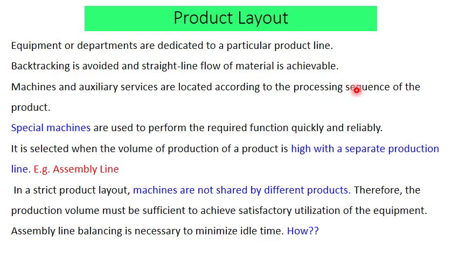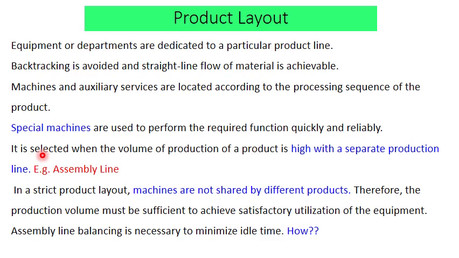Machines and auxiliary services are located according to the processing sequence of the product. Those equipment, departments, machines are assigned for a particular product, backtracking is avoided, and the straight line flow of materials can be achieved through this type of layout. Special machines are used to perform the required functions quickly and reliably.